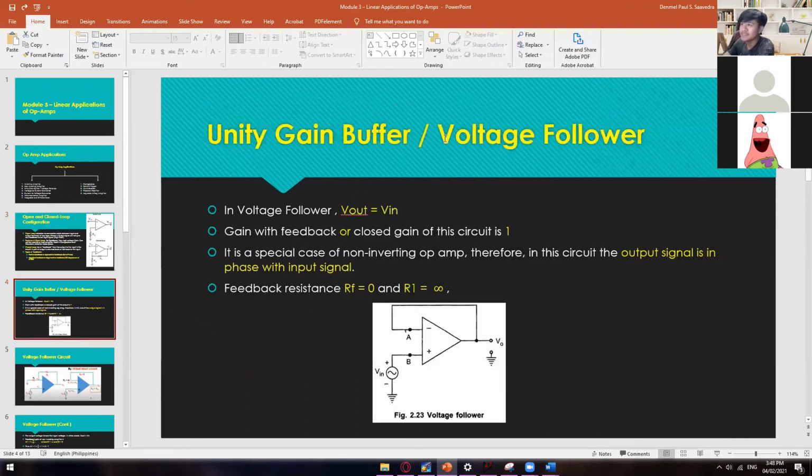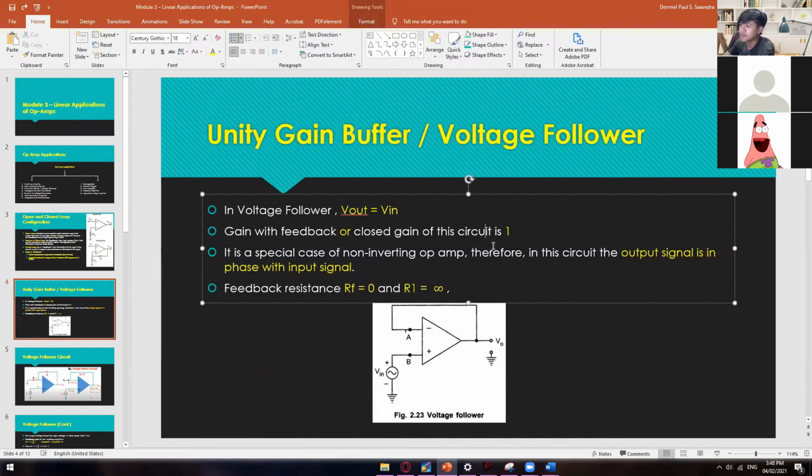But in a unity gain buffer or voltage follower, it doesn't do anything with your inputs or with your signals. So whatever is your input, it will give you the same output. So it's 1:1. It will not do anything. So that is why in a voltage follower, V out is always equal to your V in.